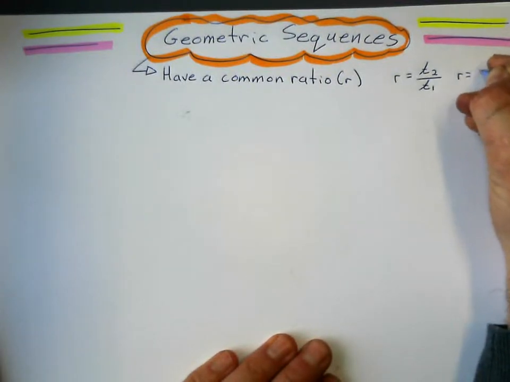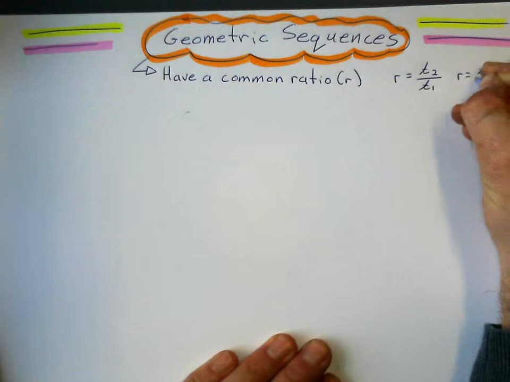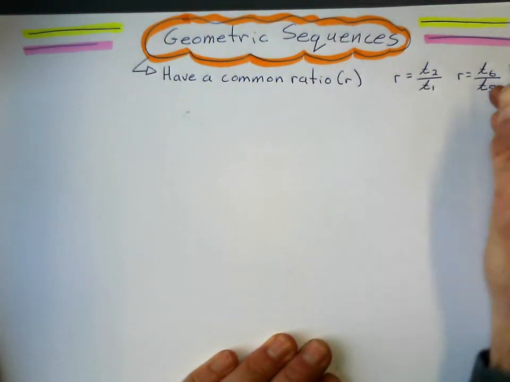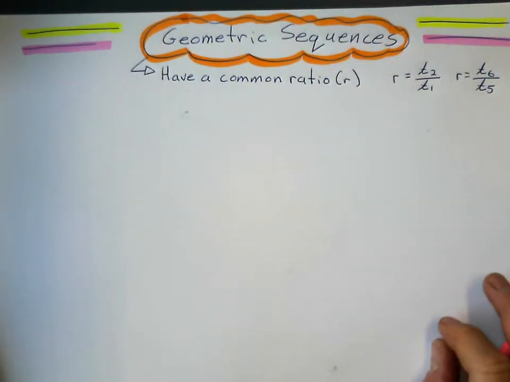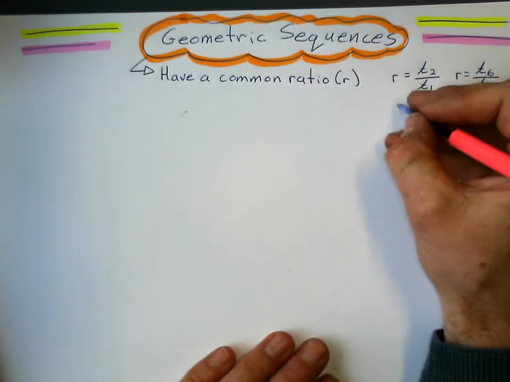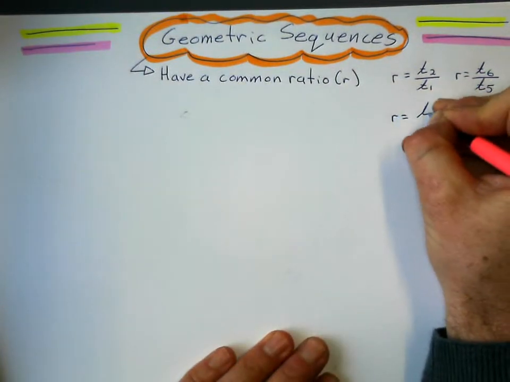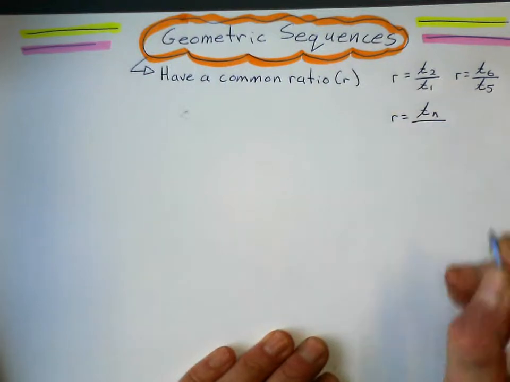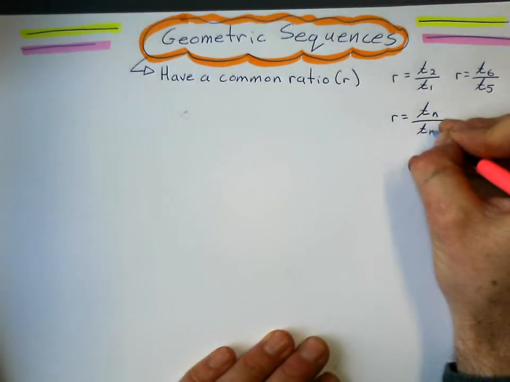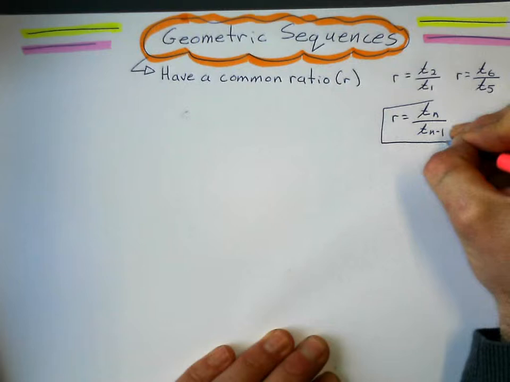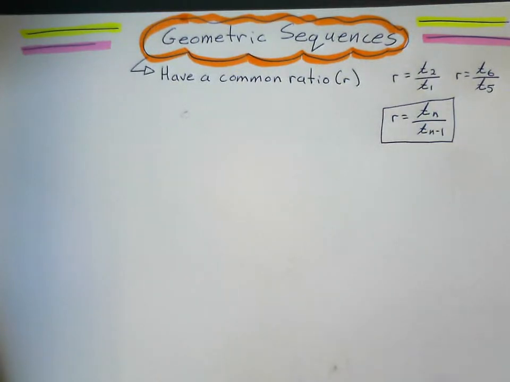Or if I took term 6 divided by term 5, well, I'd get that common ratio. And if I want to write it algebraically, if I took any term and divided it by the previous term, I would get that common ratio.